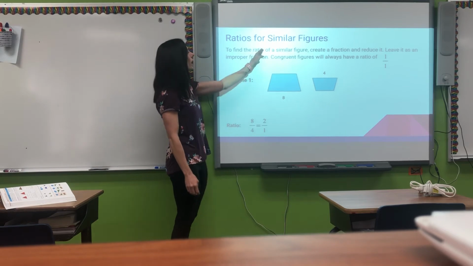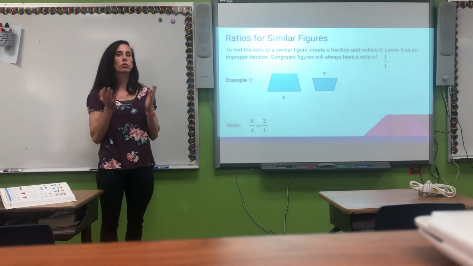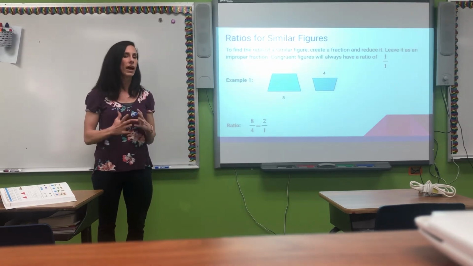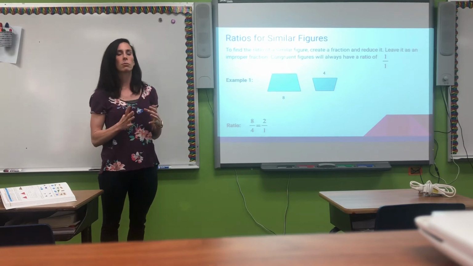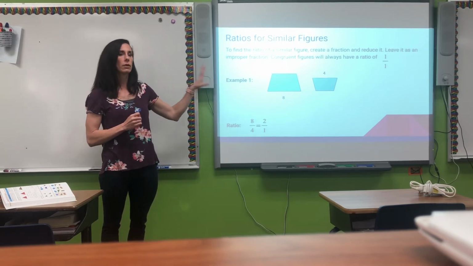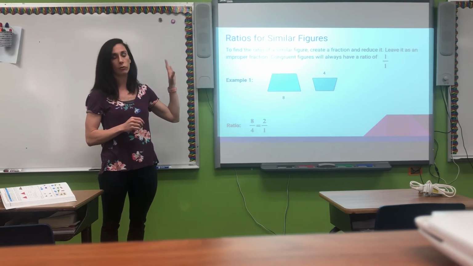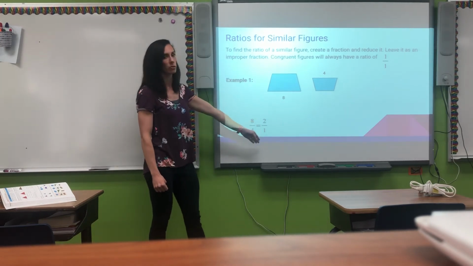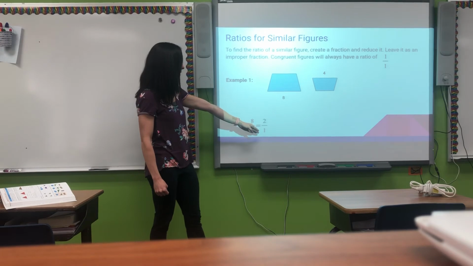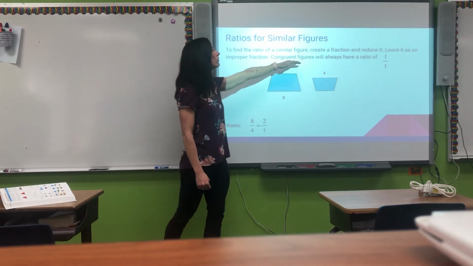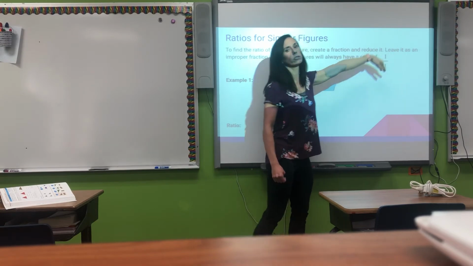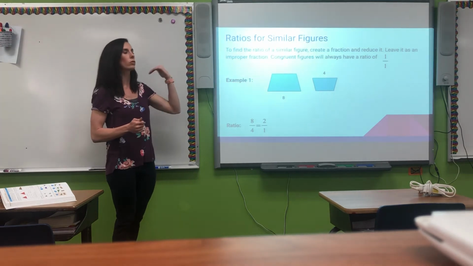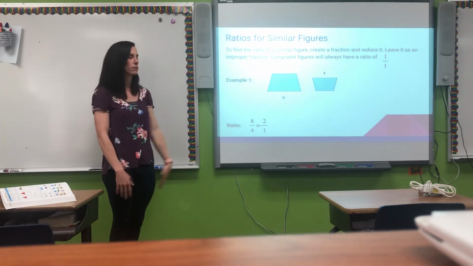All right? So to find the ratio of a similar figure, we're going to create a fraction and reduce it. You're going to leave it as an improper fraction. That's going to seem kind of weird, but just leave it as an improper fraction. Whichever image, whichever picture or polygon they show first, that's your numerator, and then the second one is your denominator, then you reduce it. And see how I left this as an improper fraction. A congruent figure will always have a ratio of 1:1. And we leave it as an improper fraction because that's how we would read it, is 1:1, or 4:2, or 8:4, whatever the case may be.